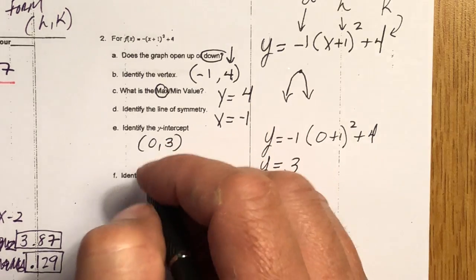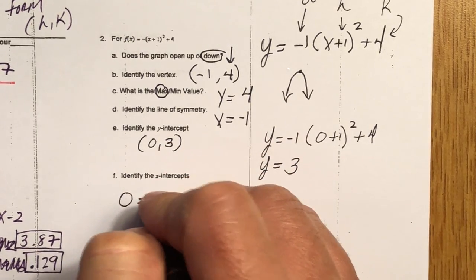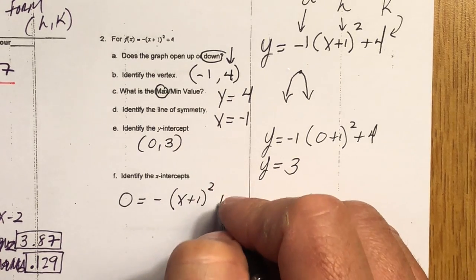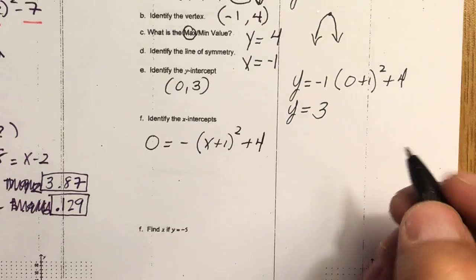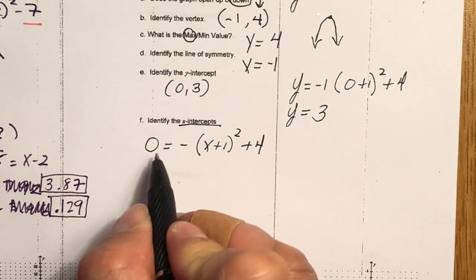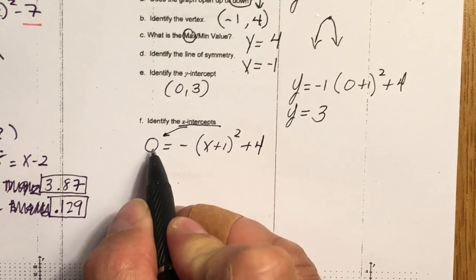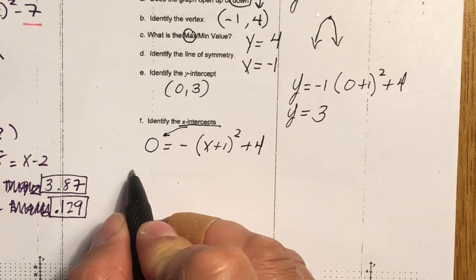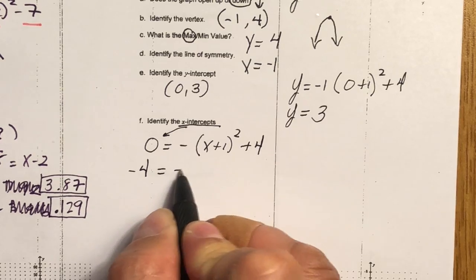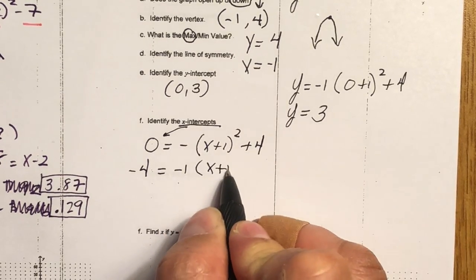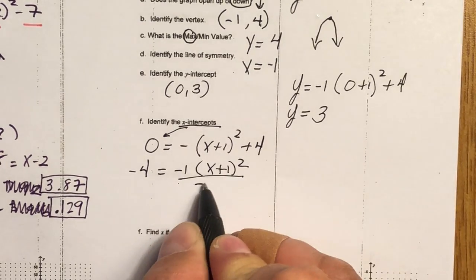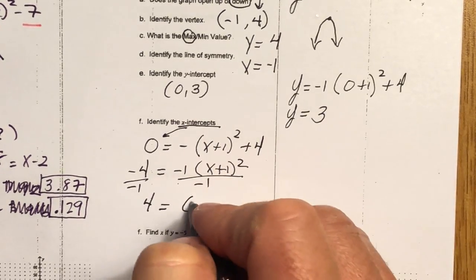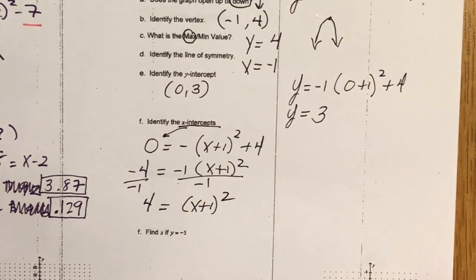Identify the x-intercepts. So here we go. 0 equals negative parenthesis x plus 1 squared plus 4. All I did to find the x-intercepts, I plugged in 0 for the y-coordinate. All right, so let's go ahead and subtract 4. -1 parenthesis x plus 1 squared, divide by -1, so you get 4 is equal to x plus 1 squared.